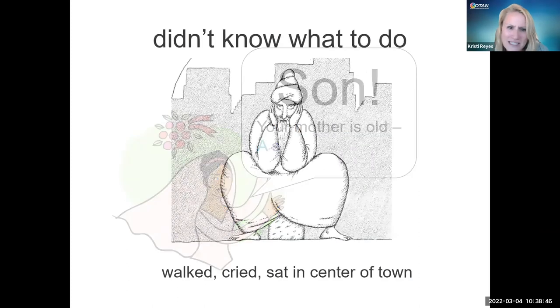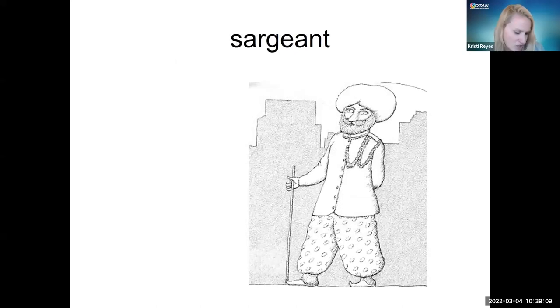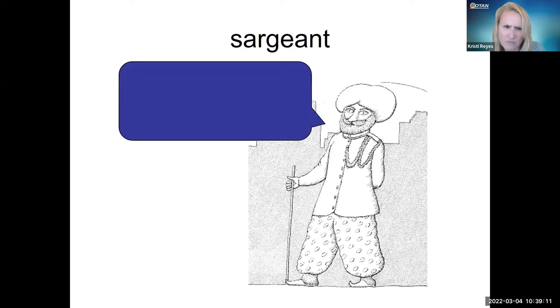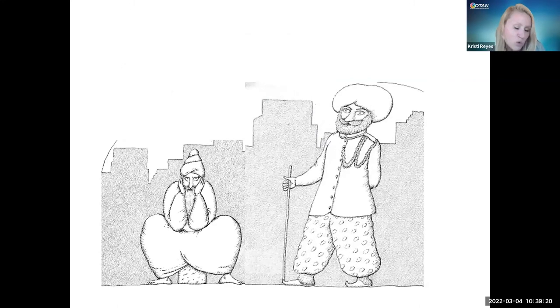The poor Brahmin, he didn't know what to do. He didn't want to say no to either one. How can you say no to your mother or your wife? He walked and cried and cried and walked until finally he sat down in the center of the town. Many people walked past before a sergeant stopped and asked, what's wrong? The Brahmin told him how, after praying to Shiva for 12 years, he had been granted only one wish.